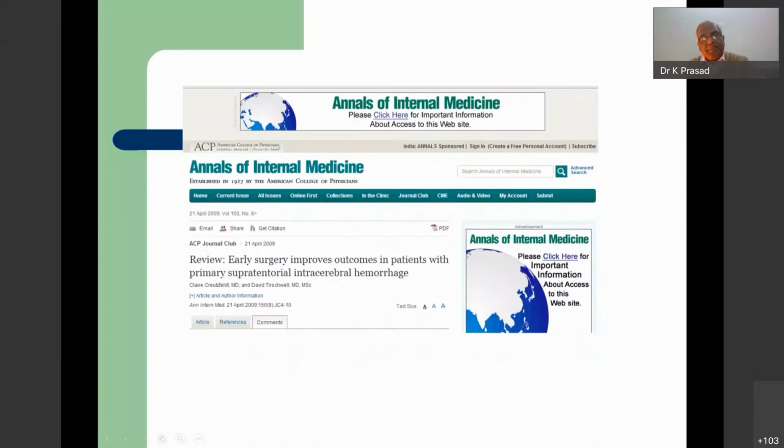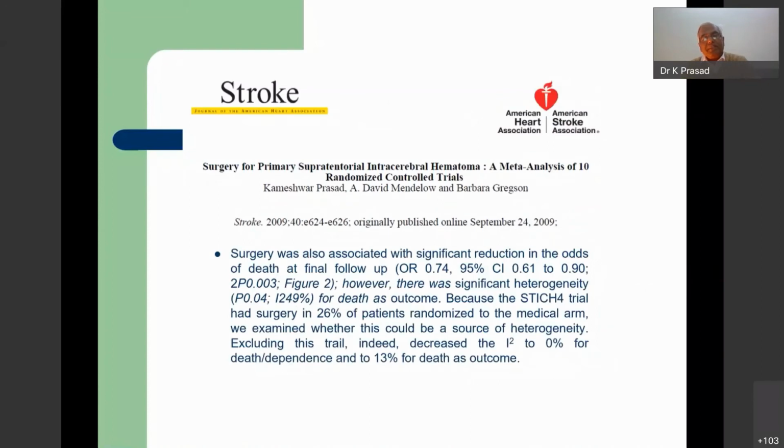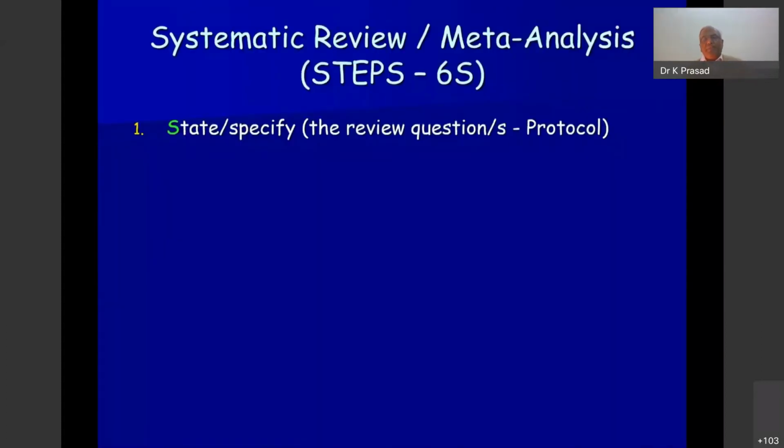Again, Annals of Internal Medicine picked it up, saying, look here, we want to publish this abstract, which they did. Stroke Journal wrote to me, can you write a piece which we often publish as Cochrane Corner? And I did that. So it shows that you can change a lot of things. You can change practice if you do a good meta-analysis and systematic review. And doing this is not a big problem.